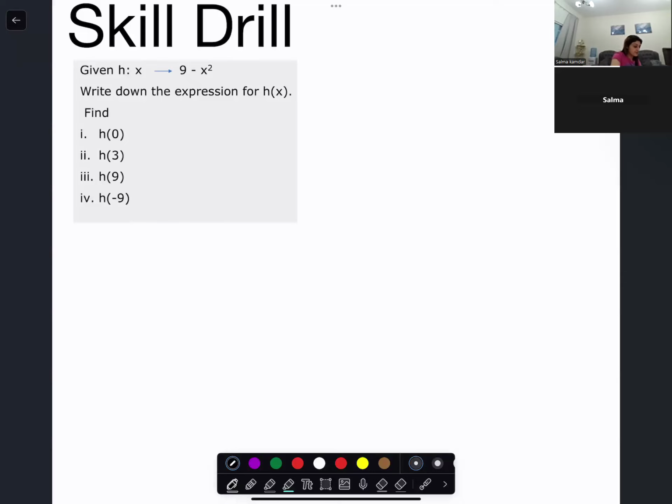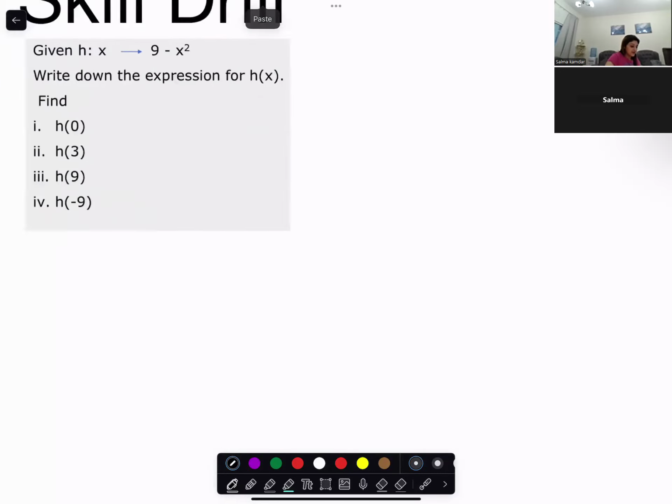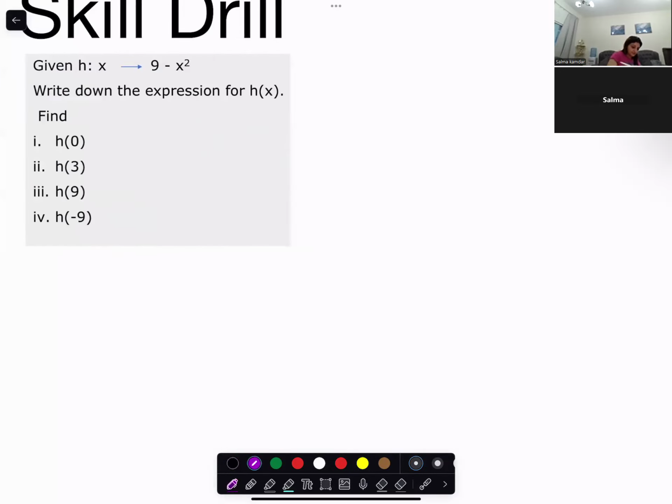Let's take the next question. You're given h of x. This is your function. h of x is equal to 9 minus x square. Write down the expression for h of x. This is the expression for h of x.